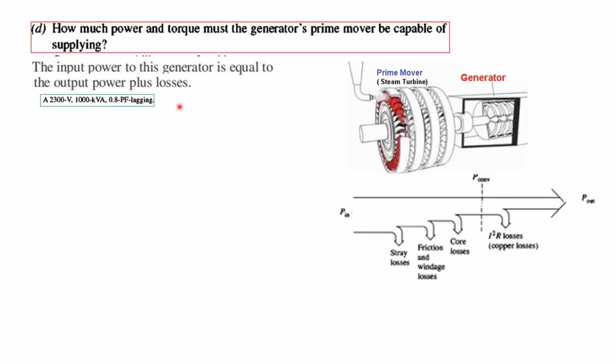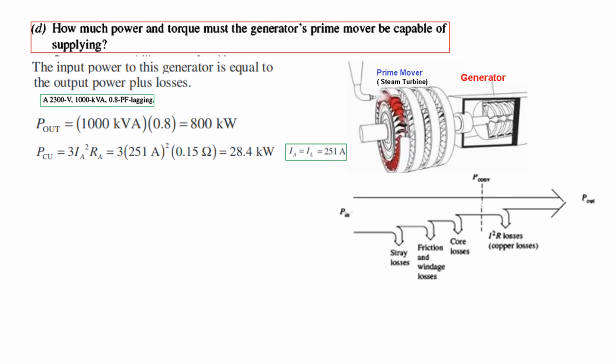And this is what is given as the rating: rated voltage, rated power. The power output, if we convert this kVA into watts, because output power is always in watts, we have to multiply it by the power factor. So this is the output power in watts or kilowatts. And now the losses: the copper loss, P_CU, is 3 times the loss of one phase.